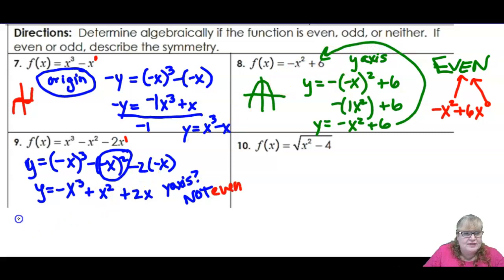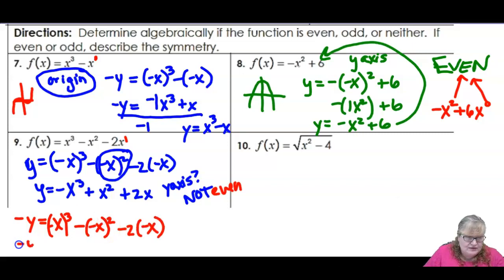And the test for odd is you change both. So we have -y equals -x cubed minus -x squared. Inside here, -2 times -x. We have -y equals, when you cube -1, you still have -1. You square this, it would become +x squared, but then this one out here would make it a negative. Our negative times a negative is a positive.